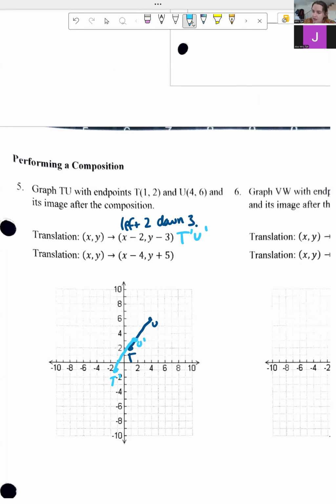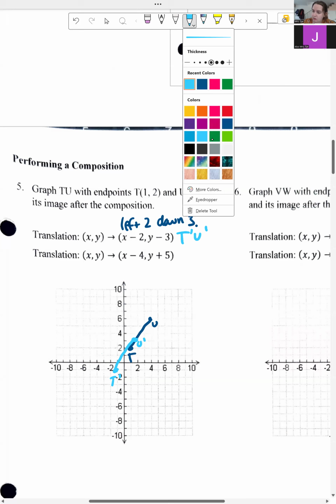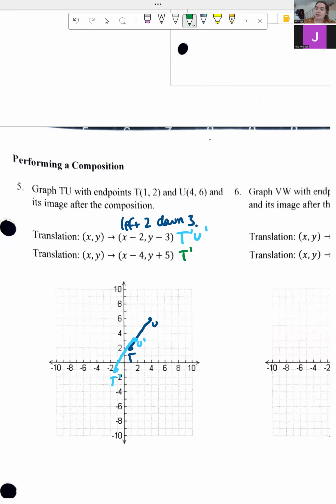Okay. Gonna change again to green. So this one we're gonna call T double prime, U double prime. Remember, when we move it twice, it gets a double prime, not just a prime. We don't say prime prime. That'd be weird. Don't do that. And we are moving from the T prime U prime. We're not moving from the original one.